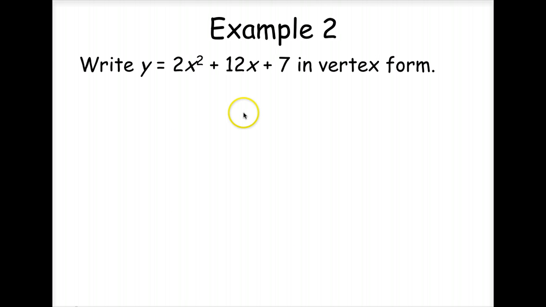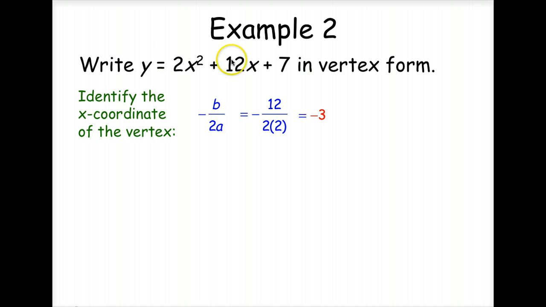Let's look at another example. First of all, identify a is 2, b is 12, and c is 7. So we're taking it from standard form, we're going to write it in vertex form. So we need to identify the x and y coordinates of the vertex. To find the x coordinate, we're going to use -b over 2a. So opposite of 12 divided by 2 times 2. 12 divided by 4 is 3. The opposite of 3 is -3. So that's our x value.